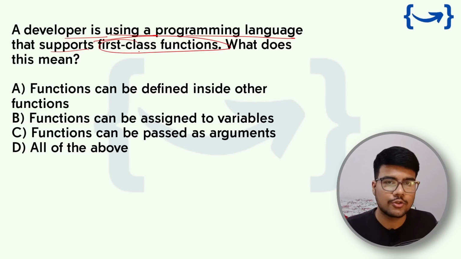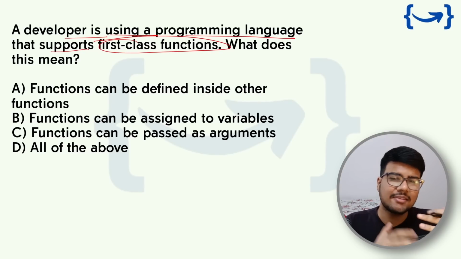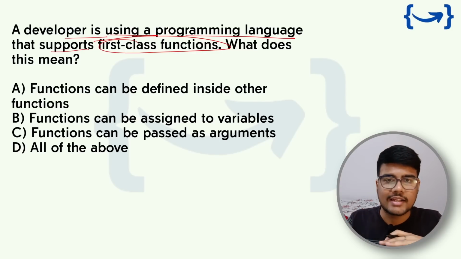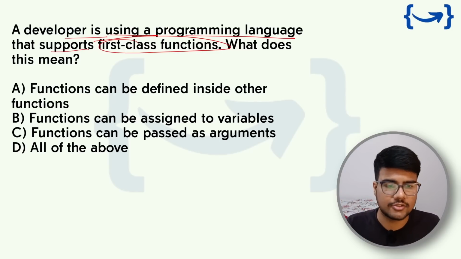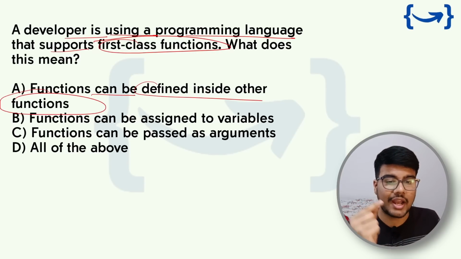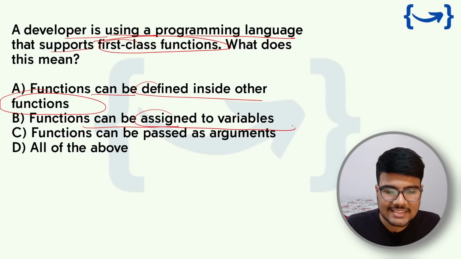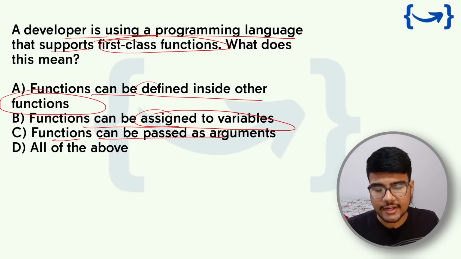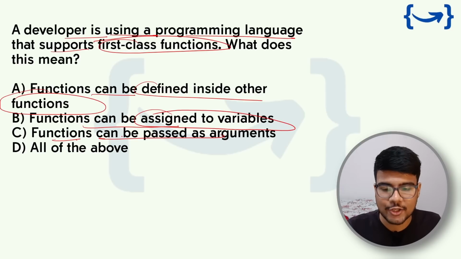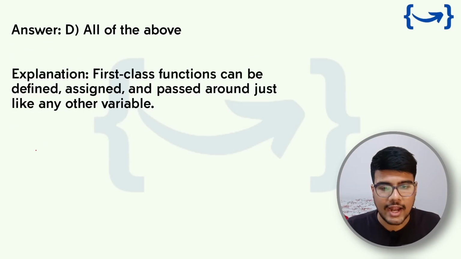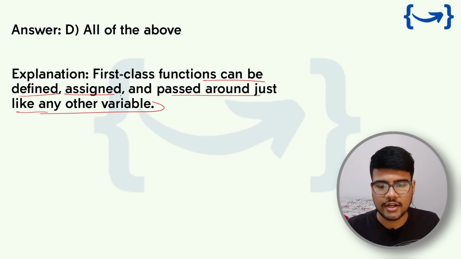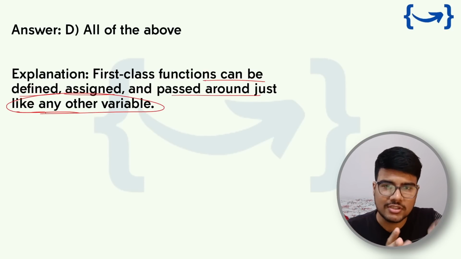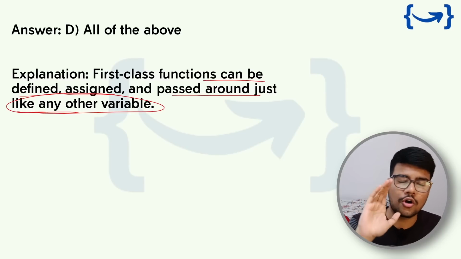Now first class functions are those functions which have multiple types of features or characteristics, but here we'll see whether it makes sense or not. What does this mean? The function can be defined inside another function. Yes, it is a trait of first class functions. A first class function can be assigned to a variable. Yes, it can. A function can be passed as an argument. Great, it can be passed as an argument. So our correct option would be all of the above. First class functions can be defined, assigned, and passed around just like any other value. If you don't know about first class functions, they can do these types of tasks and much more, so do check that out on the website.